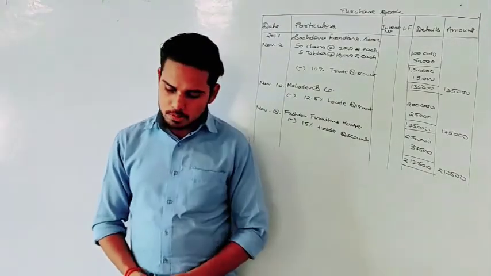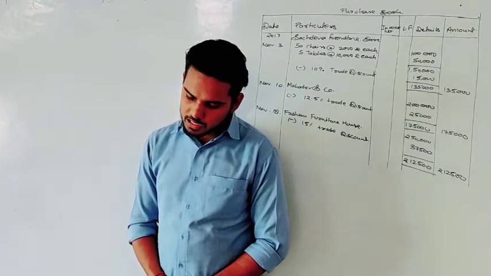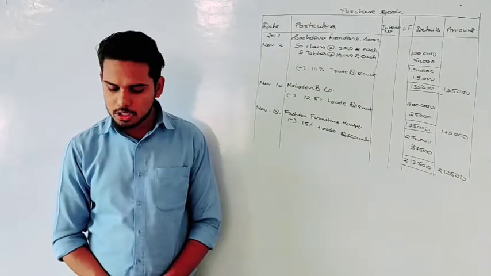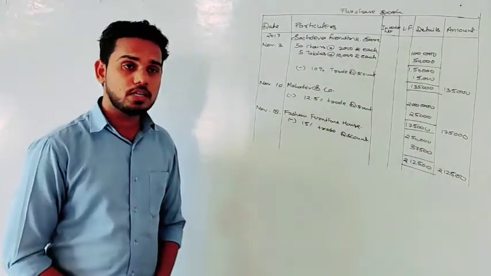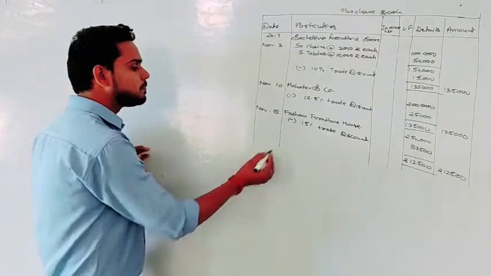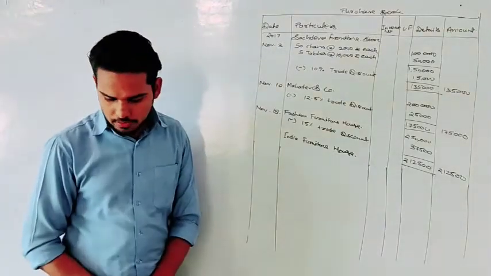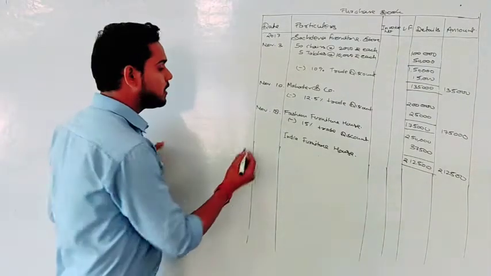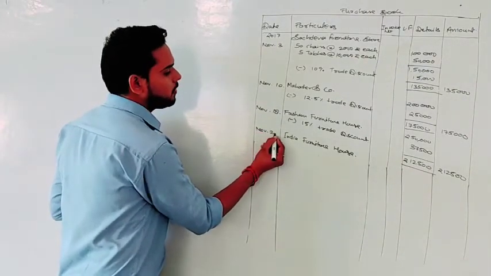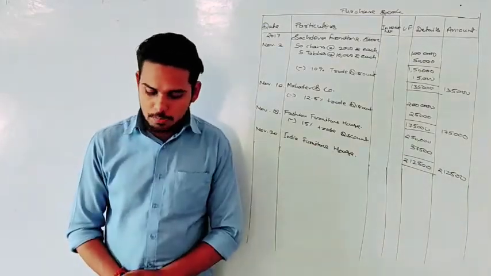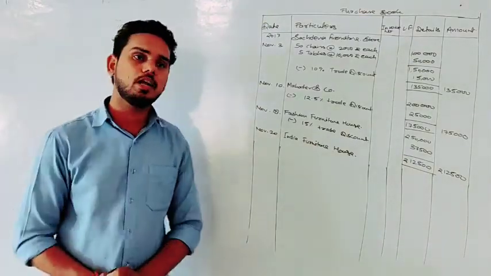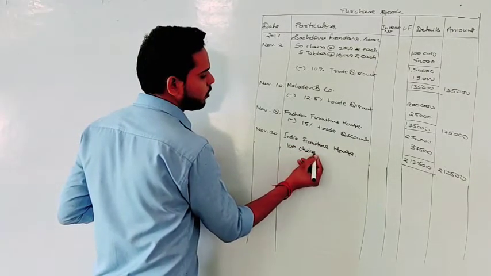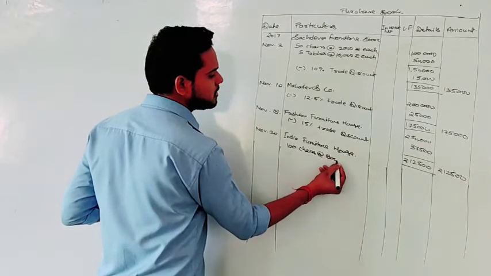Then the next transaction we have is purchase from India Furniture House, New Delhi, 100 chairs at the rate of 1,800 each. So that is again a purchase on credit, and that is of furniture also. So you will write the name of the party. We are making a purchase from India Furniture House. The date is 20th of November, so you will write November 20th, and the description is we are purchasing 100 chairs at the rate of 1,800 each. So you write here 100 chairs at the rate of 1,800 rupees each.